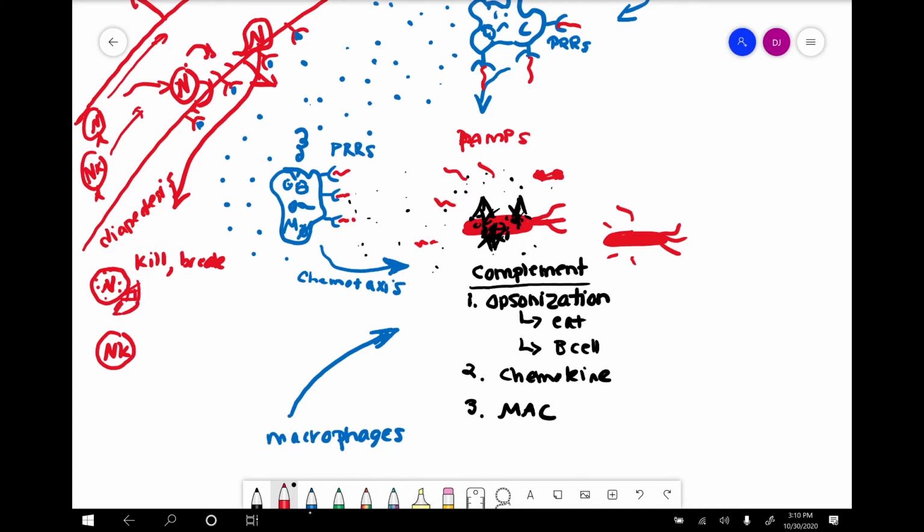So that's supposed to be a net. Sorry, my drawing isn't great. I'm not an artist. I'm a biology professor. So they have lots of different ways of killing things. So they're going to be super helpful.